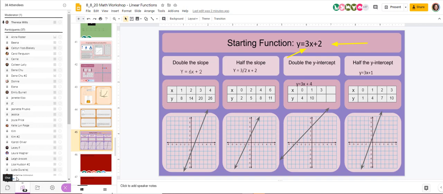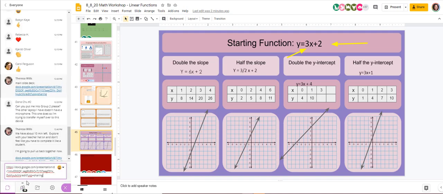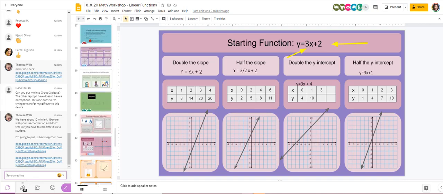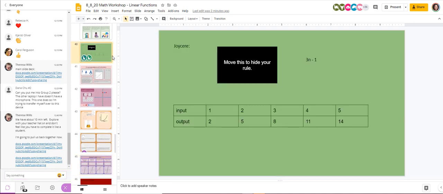I'm going to come back into the main slides. The main slides, if you've closed them, here's the link again in the chat box. They start with today's date on it. And I am going to move down to slide 40. So slide 40 of the main slides.